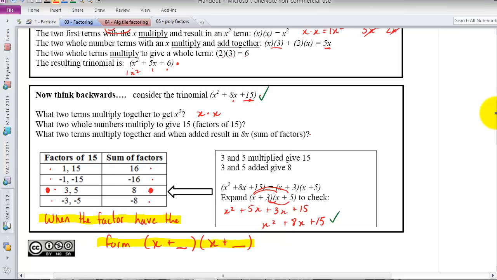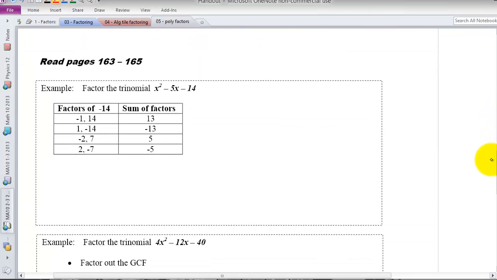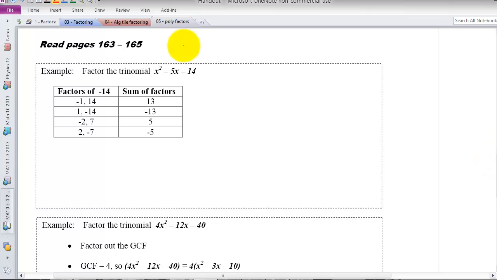Okay, let's move on to two more examples. Factor the trinomial x squared minus 5x minus 14. I'm looking for two whole numbers that when multiplied together give negative 14. So here are the four different options for that. And I also want to know which ones, when those whole numbers are added up, give negative 5. So we have negative 1 and 14, we get 13. We have 1 and negative 14, we get negative 13.